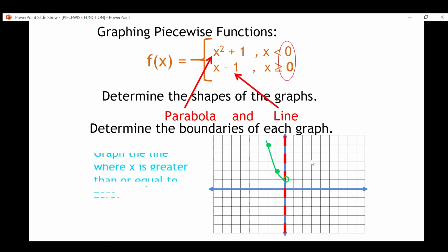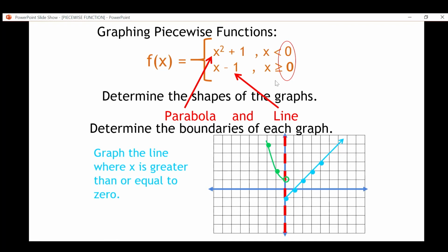So, next step, graph the line where x is greater than or equal to 0. Okay? So, dito na tayo sa pangalawa natin, kay x minus 1. So, ganun din, gawa tayo ng table of values para ma-identify natin itong mga points na magbibilong sa line. And then, pag na-graph na natin yung line, tanggalin natin yung excess part na domain, which is x less than 0.